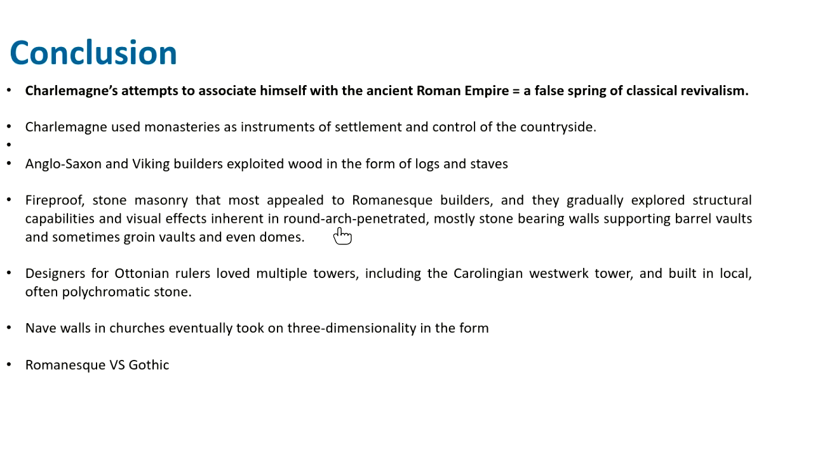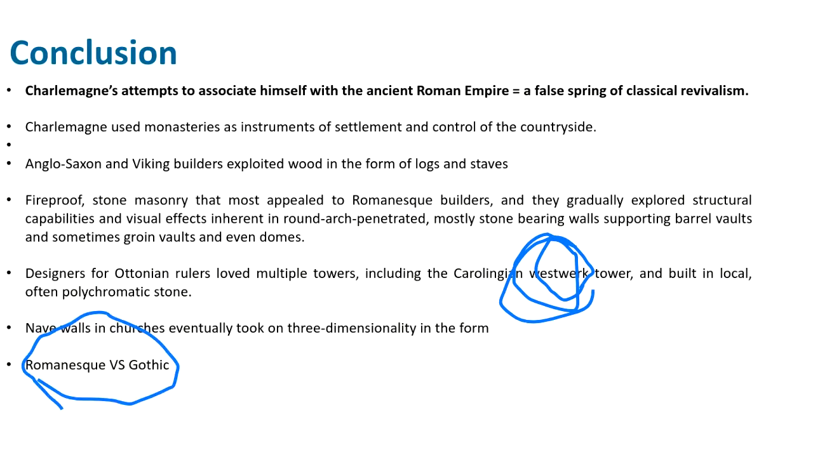And so these people really liked the idea of towers, and they introduced to us a new concept of Westwork. There are a lot of new concepts happening at this time, and one of the big ones was Westwork. And nave walls in churches eventually took on a three-dimensional form. The last thing I just want to end with is the idea of Romanesque and Gothic. That's a big question that many people were asking, and a lot of people are always comparing.